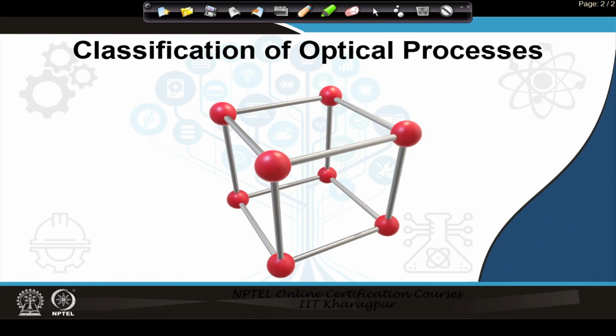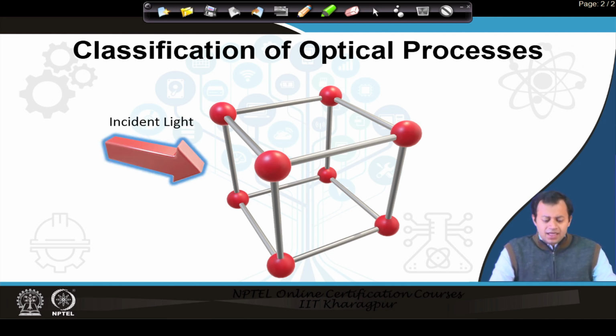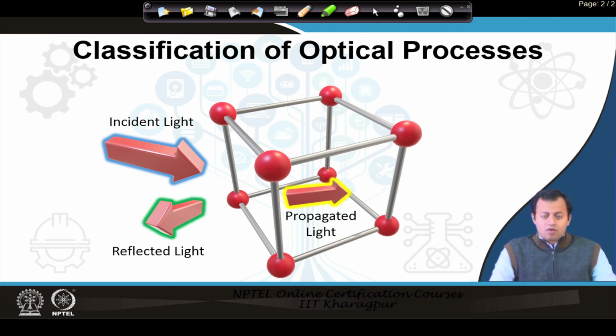So, let us start with the very basics, not even high school, middle school basics. You have an atomic arrangement, some kind of structure where atoms are arranged. Here it is in a crystalline, periodic structure, though it need not be. You have an incident light that falls onto it, some part of it gets reflected, some part of it gets propagated through the medium, through the material, through the matter, and then the remaining part gets transmitted.